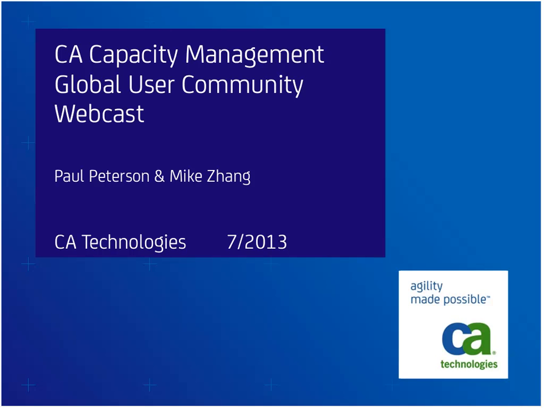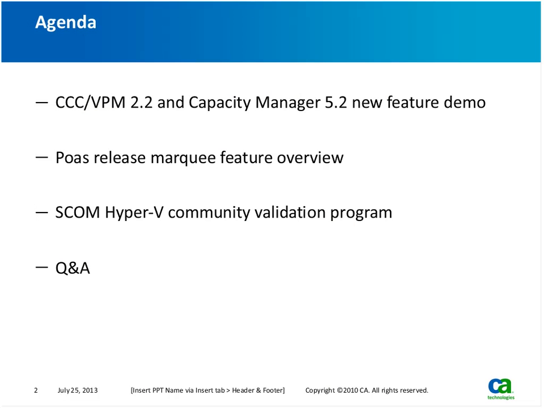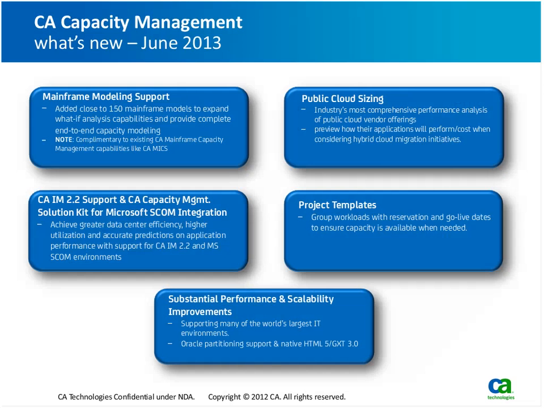Oh, here we go. So Paul and I will present today's webcast, and you've seen this agenda already. So we'll jump right to it. As you know, we just released the Capacity Command Center, CCC, and the Virtual Placement Manager, VPM 2.2 in June timeframe. So you probably have seen these highlighted features before, but just to reiterate, it has mainframe features, modeling support in Capacity Manager 5.2. The June release is really a portfolio release. It contains both CCC VPM 2.2 and the Capacity Manager 5.2.